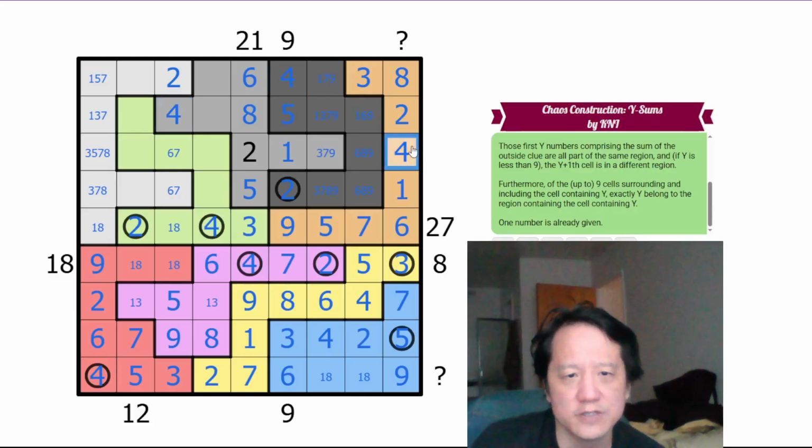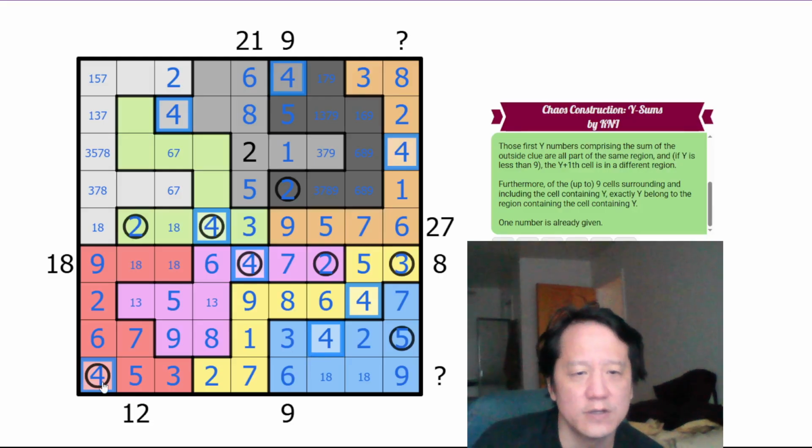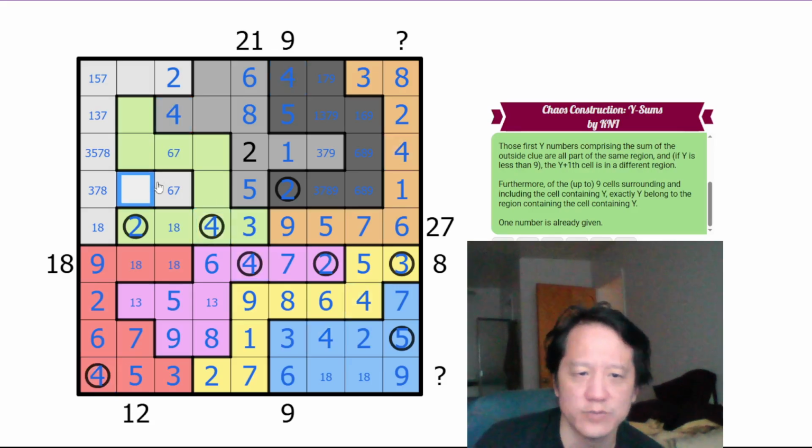That should be giving us 8 4s, right? 1, 2, 3, 4, 5, 6, 7. Wait, 1, 2, 3, 4, 5, 6. Yeah, 7. Wait, that's not right. We're missing a light. Oh, this is 5. Yes. So that gives us 8 4s. So we know where the last 4 has to be. It has to be there.